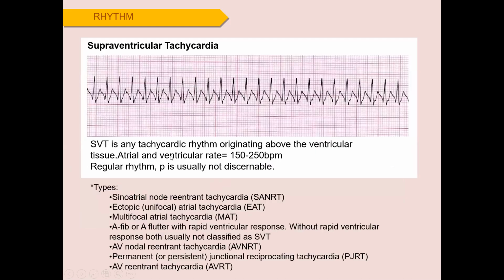Supraventricular tachycardia. Here, the most important thing is that there will be tachycardia. The QRS complex will be narrow. Look at this. The QRS complex is very narrow, and the rate is more than 150, up to 250. P wave is usually not visible. Just remember that in the exam: P wave is usually not visible, QRS complex is narrow, and tachycardia is there. There are various types. I will not go into details of that, but causes are there. You can note down easily what the types of supraventricular tachycardia are.